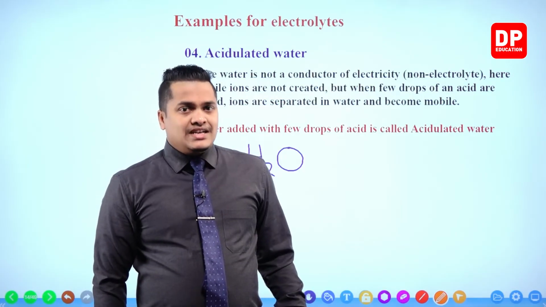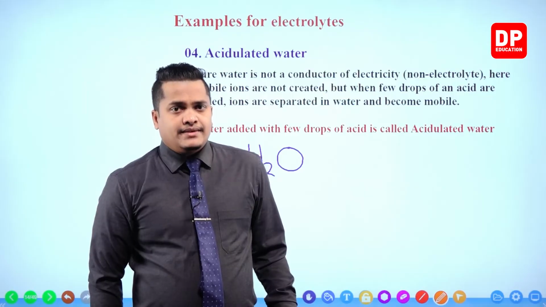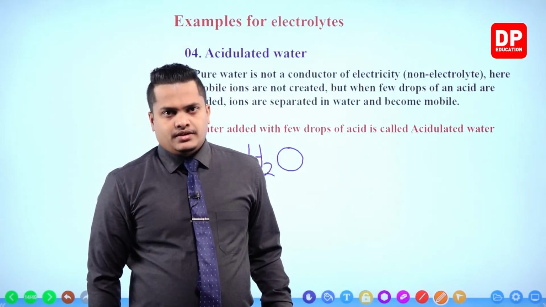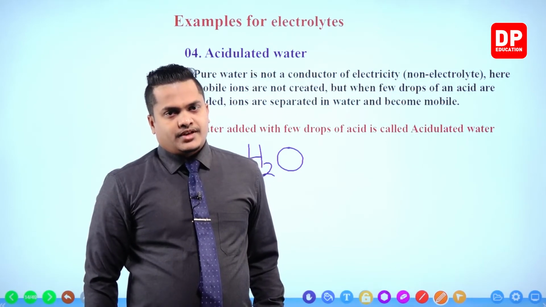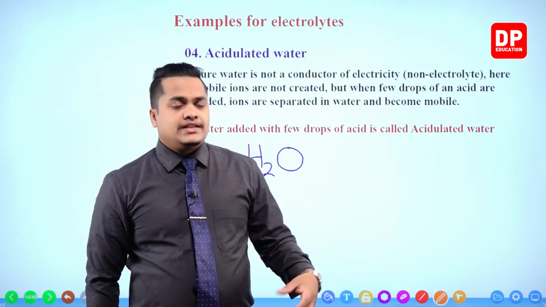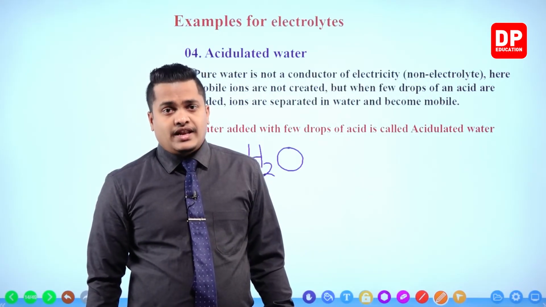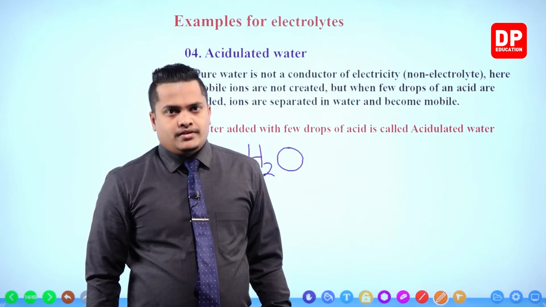Over there, we could clearly observe that the distilled water did not deflect the ammeter reading, right? It's because distilled water is not a conductor of electricity. There are no mobile ions within the distilled water.